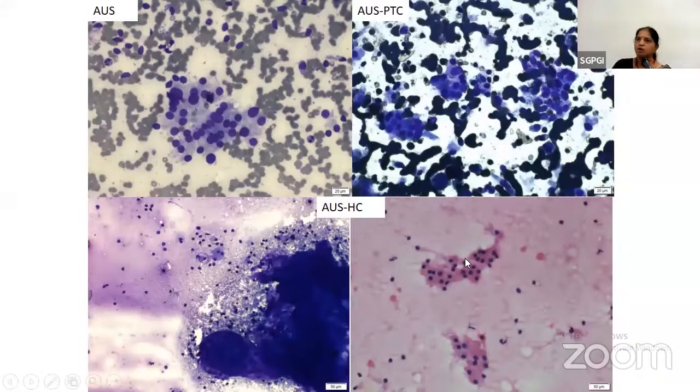And at the time of reporting, we always used to say the differential diagnosis could be Hürthle cell hyperplasia in the context of lymphocytic thyroiditis; Hürthle cell neoplasm is not excluded. So we would put this in our reports. You see, that is very important, rather than simply telling AUS, HC and things like that.